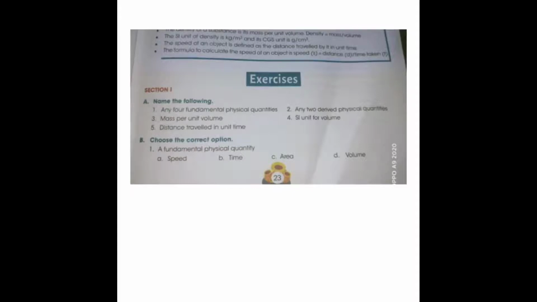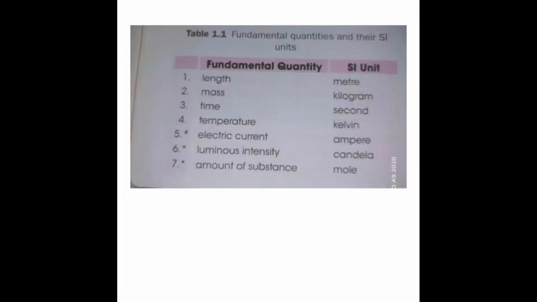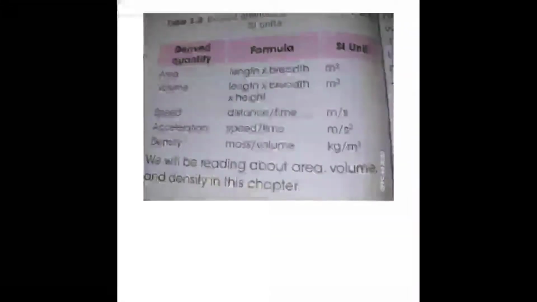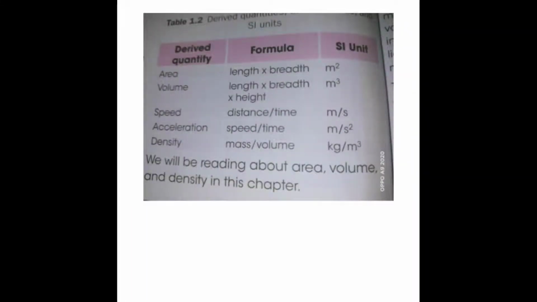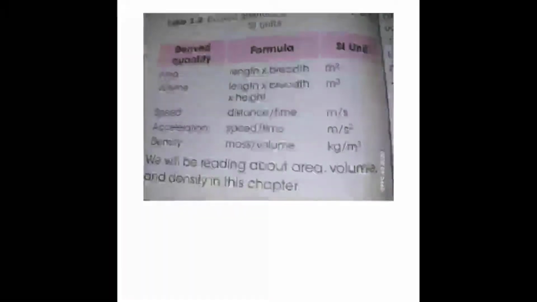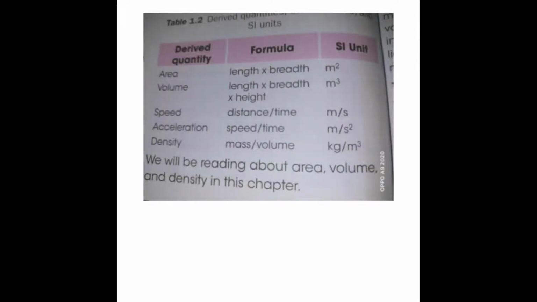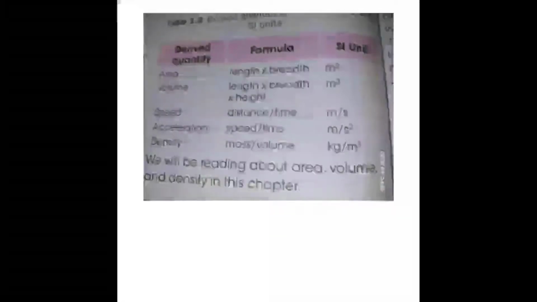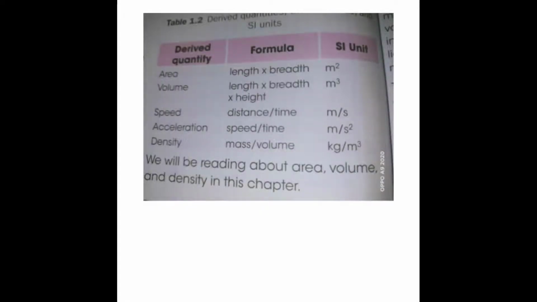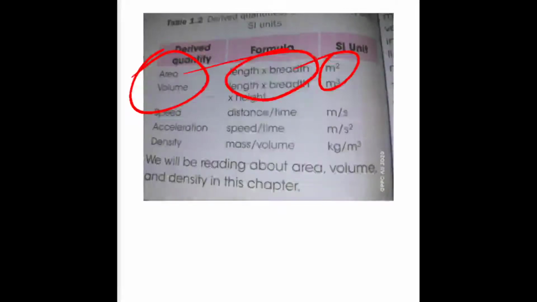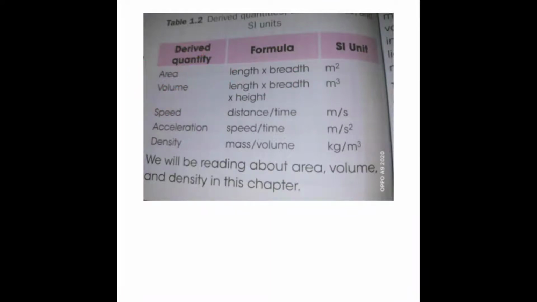So next question, we have any 2 derived physical quantities. You will be writing derived physical quantities from here. You can write area, volume, speed, acceleration or density. You need to write a derived quantity formula and its SI unit, right? So for area you have to write length and breadth and meter square. Like this you need to write. In the question it is given 2, but you write 3 here, right?